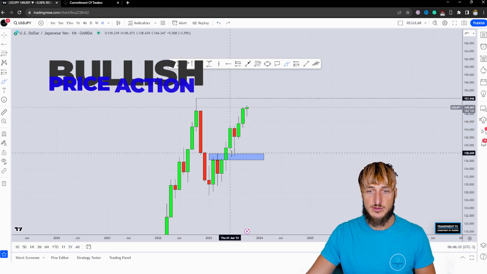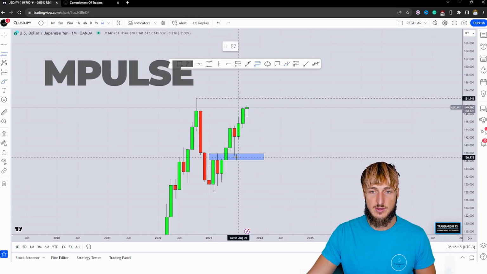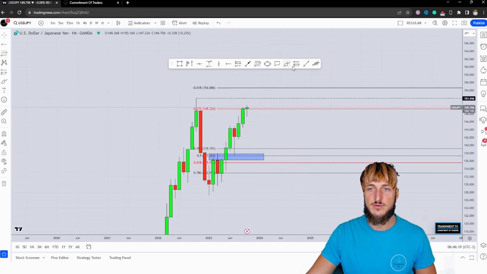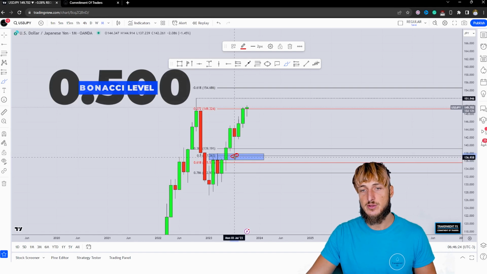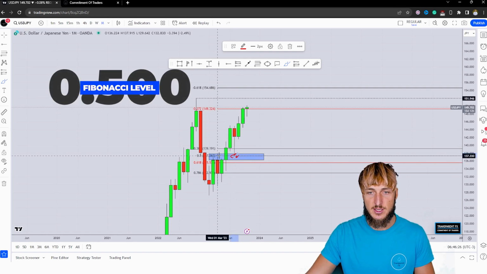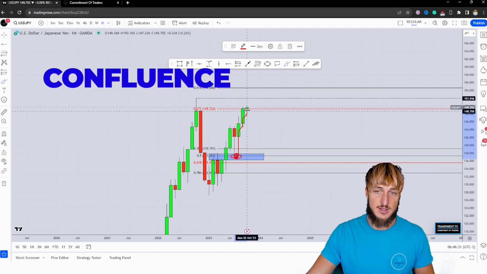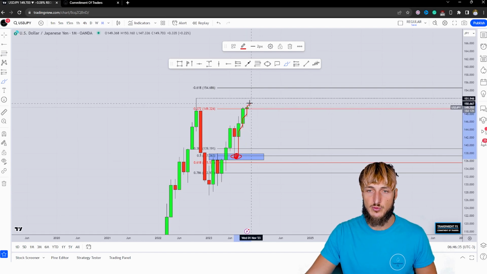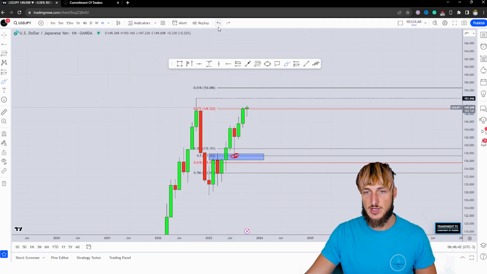At the same time, we can also notice how this is actually a confluence of support zone, because as we have this impulse and correction, if we want to measure the correction, we have to take our Fibonacci from the low to the high of the impulse leg, and we can see how we also had the 50% retracement lining up precisely with this previous resistance turn support, creating confluence of support that this market is currently rejecting. So since we are rejecting a confluence of support area, we could expect a bit more bullish price action for the market to actually reach this previous high.